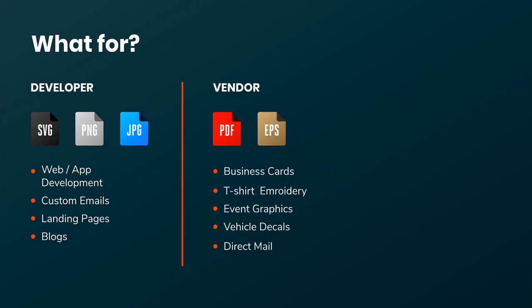The vendor, they're making things like business cards, the stationery system that you typically design with an identity project. They're going to be doing t-shirts and embroidery, event graphics like conferences and conventions where you need a table or a backdrop made, banner stands, things like vehicle wraps, vehicle decals, and of course, if anybody is still doing direct mail, the vendor is going to be printing that as well.